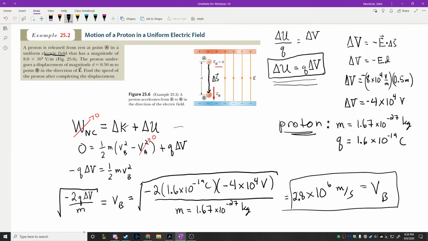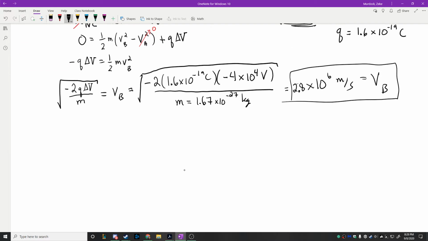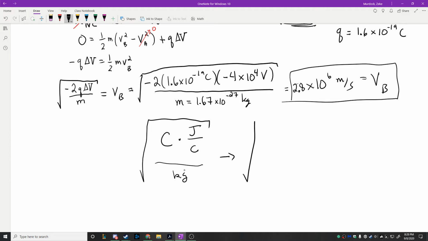Seconds? Oh, how did we get seconds out of this? The meters per second? Oh, okay. Well, let's look at the units. That's a great question. So coulombs times volts. I told you volts were joules per coulomb. And then we're dividing by kilograms, and we're square rooting everything. The coulombs obviously cancel, and you need to replace the joules. A joule, if you remember, is a kilogram multiplied by a meter squared divided by a second squared. And you divide by kilogram. Meter per second. There you go.